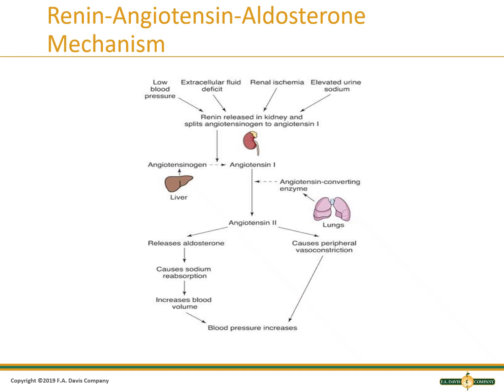Angiotensin 2 is a potent peripheral vasoconstrictor, and that vasoconstriction will in turn help blood pressure increase. Now, angiotensin 2 also signals the release of aldosterone.